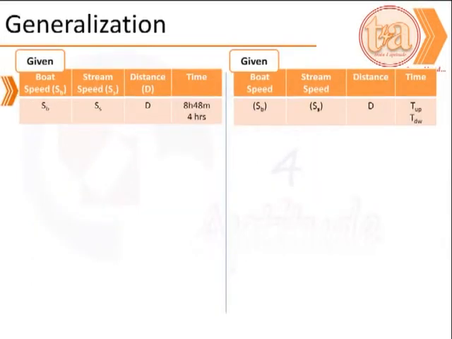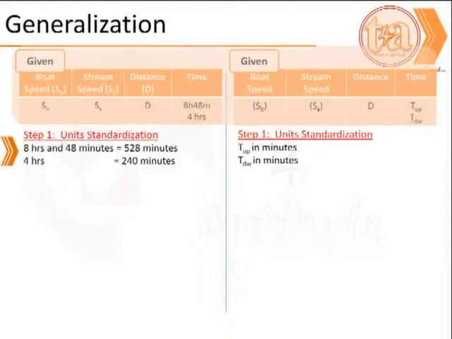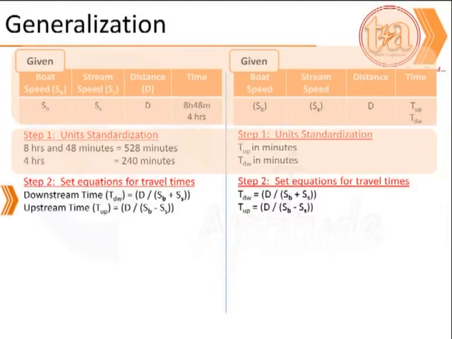To begin generalizing, we begin with looking at information that is provided to us. From the information given, in case the units of the time to go upstream and time to go downstream, represented by T up and T dw, are not in minutes, we ensure that they are consistent, that is either in minutes or in hours only. The next step is to form equations for the travel times both downstream and upstream. The only change is in the sign. Either it is aiding the motion of the boat downstream or hindering the motion of the boat upstream.